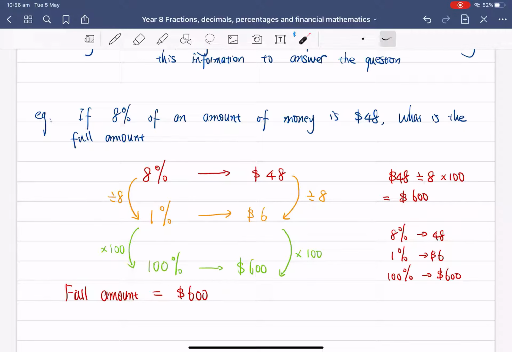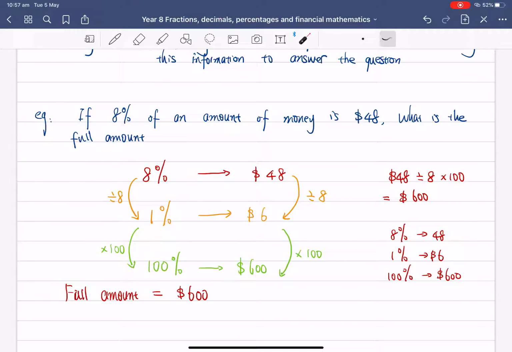So the steps are like this. 8% is equivalent to 48. We divide by 8, then we get 1%. On the right-hand side we also divide by 8, so we get $6 from $48. So now we know that 1% is equivalent to $6. Then we need to find the full amount. All we need to do is multiply 1% by 100 to get 100%. On the right-hand side we do the same thing, multiplying $6 by 100, and we get $600. So the full amount will be $600.